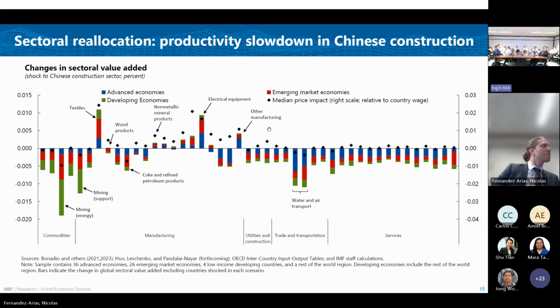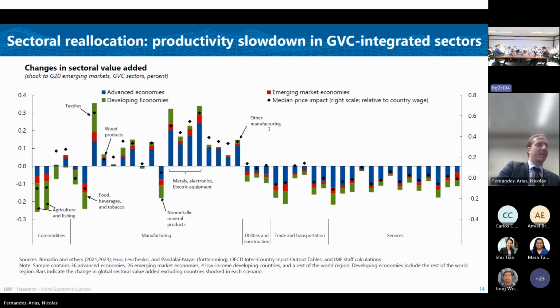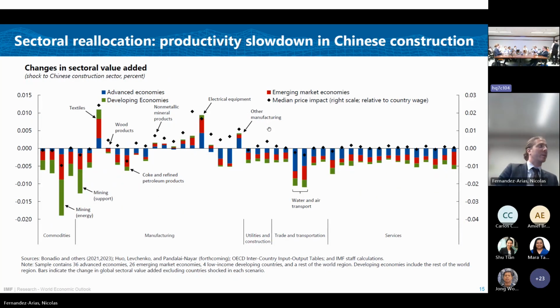Okay, and so if one goes by the left axis, one of the messages is that the spillovers are not that large in magnitude. Yes. If we want to compare to the previous one, it's about a tenth. Here we're only shocking China and looking at the impact on the rest of the world, including other G20 emerging markets, whereas before we were shocking all the G20 emerging markets and looking at the impact on the rest of the world.